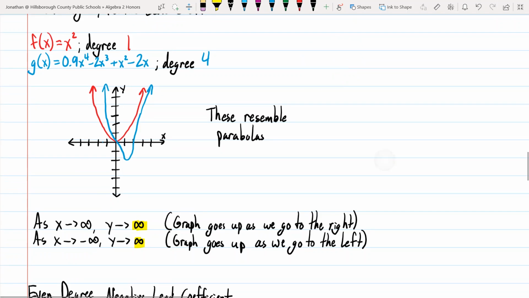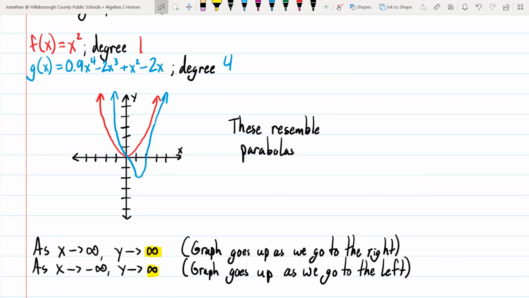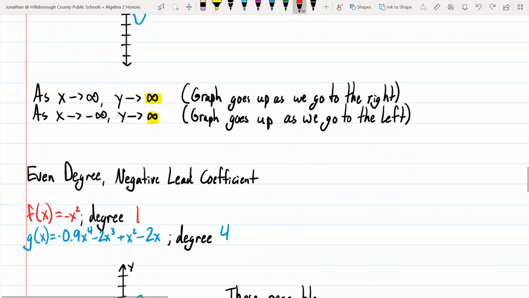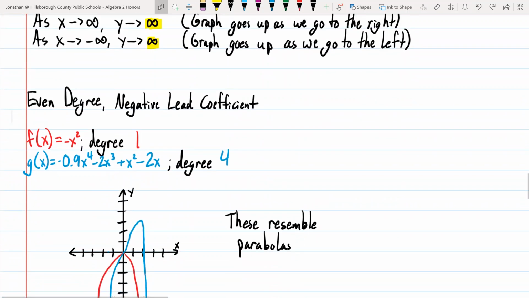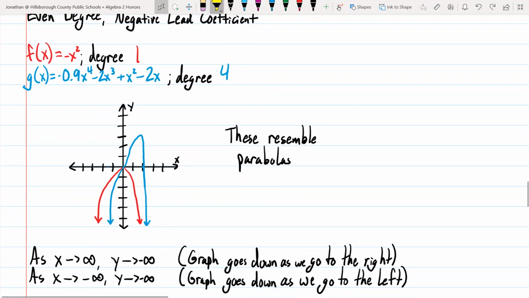That's why in our end behavior description, they both go in the same direction. As we increase in x values, we increase in y values. As we decrease in x values, we still increase in y values. That's going to happen for any even function, unless we have a negative lead coefficient in which they flip. So now instead of going up, they're both going to go down.